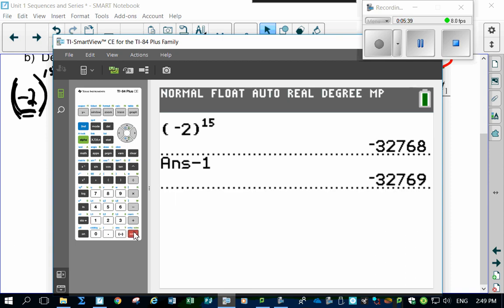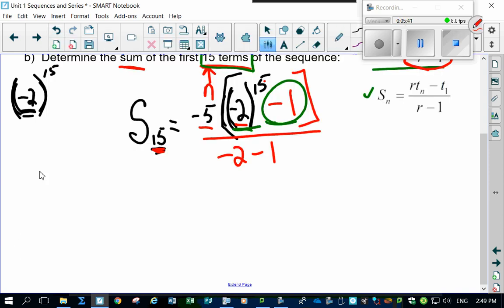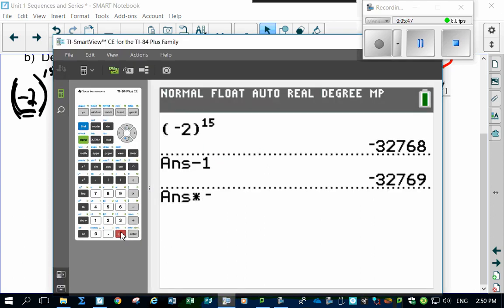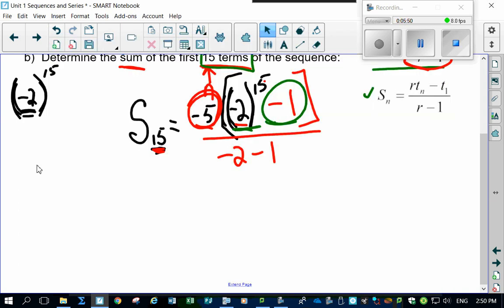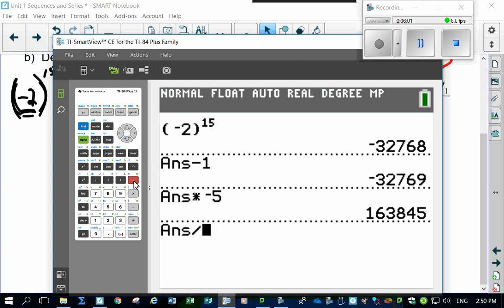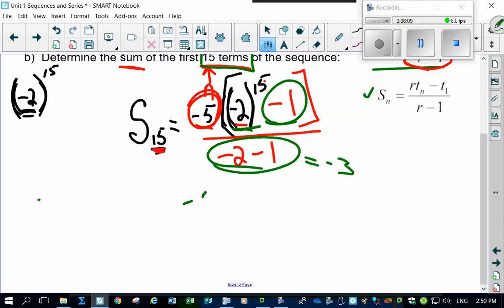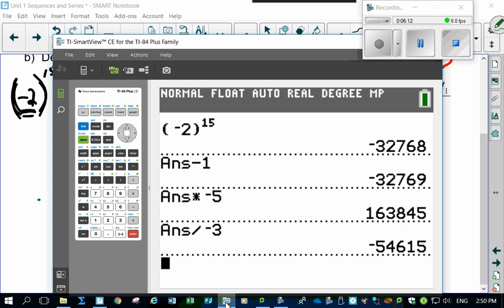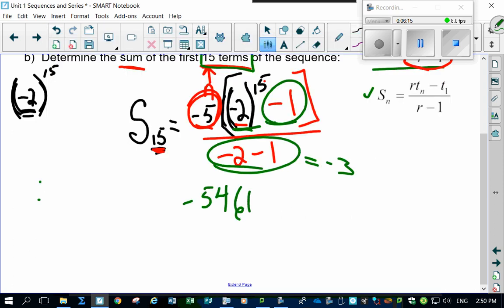Beautiful. Then we're going to multiply it by our T1 term. Times this by minus 5 gives you an answer of, holy smokes. And now divide it by whatever we have down here, which is, of course, equaling minus 3. So take this and divide it by negative 3, and you get an answer of negative 54,615. And that's your answer, and that's how you use a sum formula.